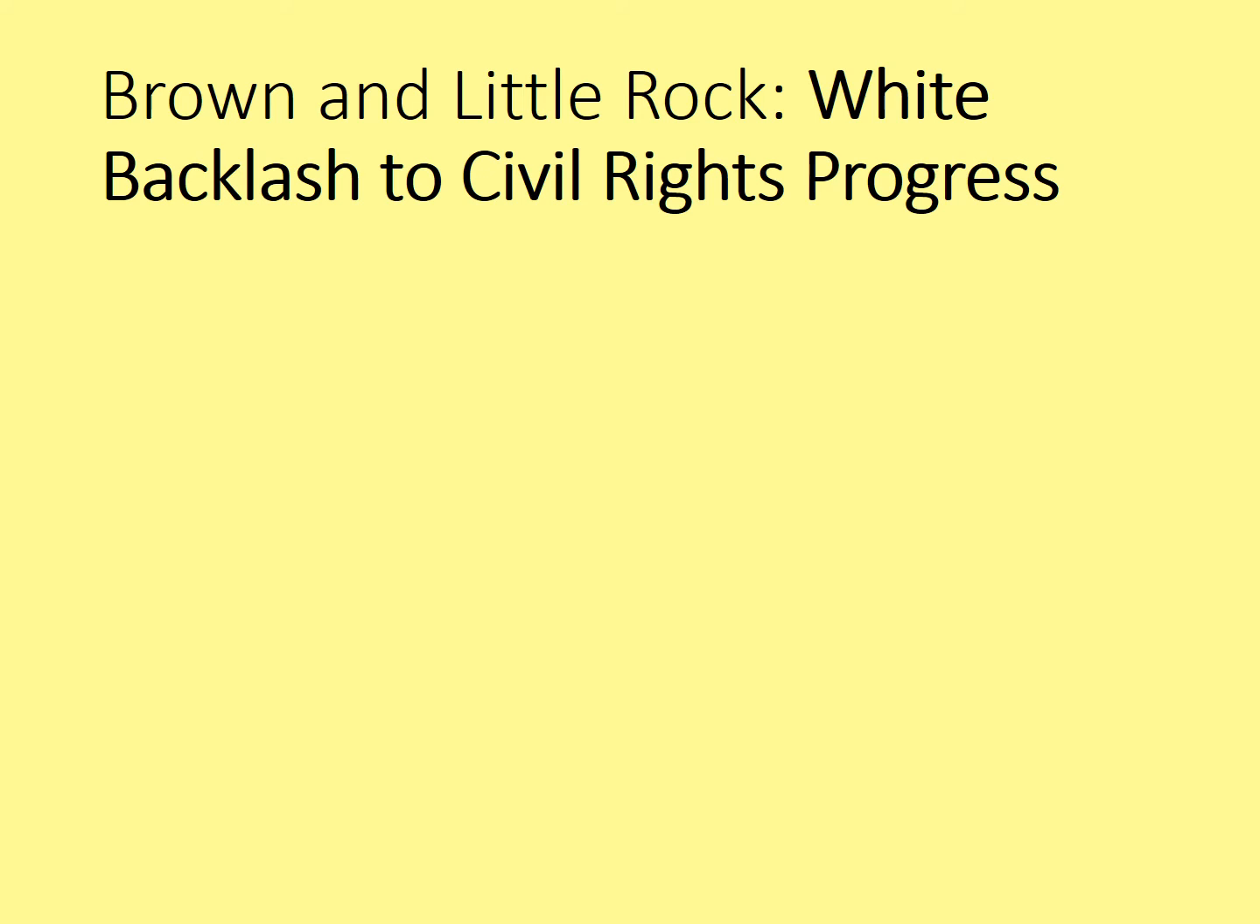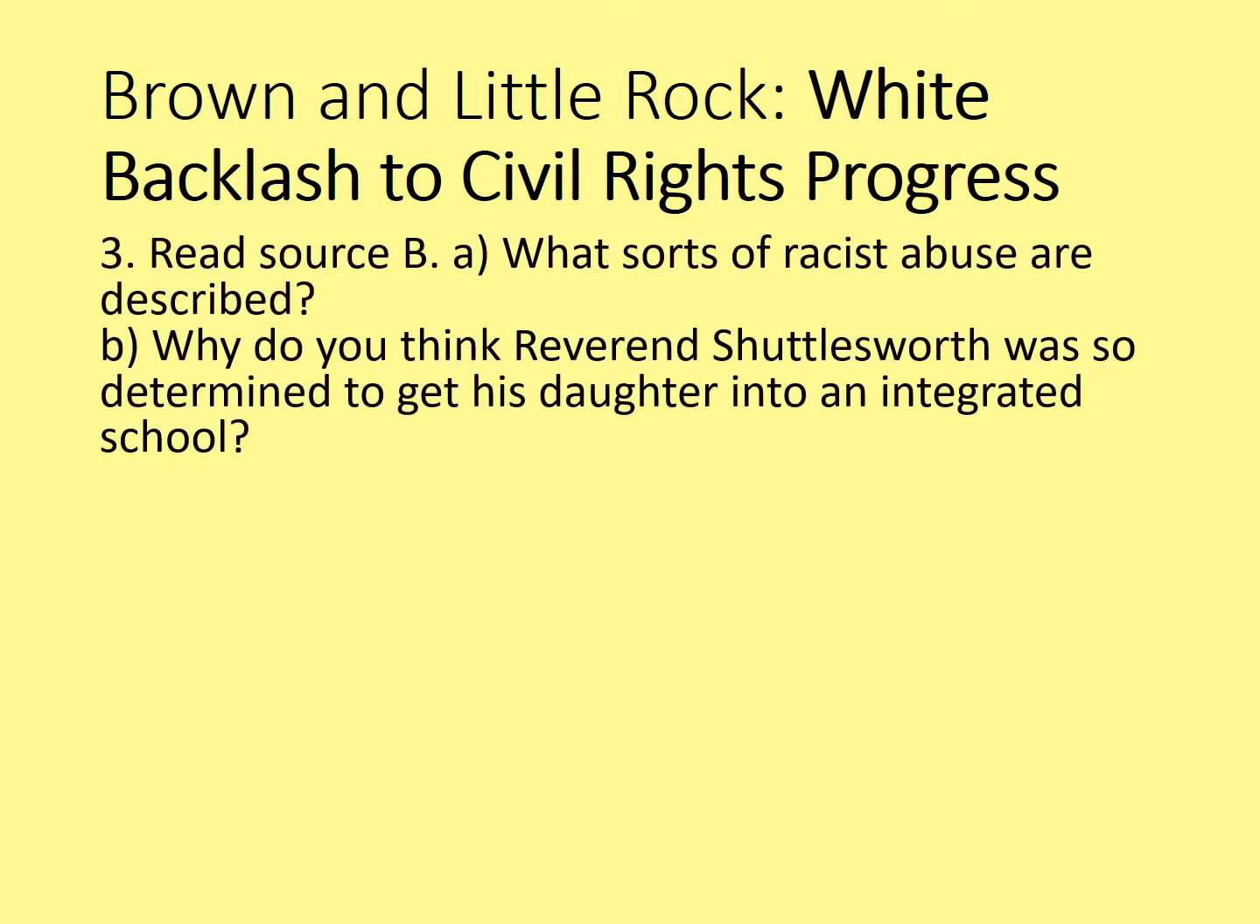Let's have a look at one final source. Read source B. What sorts of racist abuse are described? And secondly, why do you think Reverend Shuttlesworth was so determined to get his daughter into an integrated school? I do warn you that there will be some racist language in this source. Again, we need to look at this in the context of the period that we're studying and understand it in the context of it being a true reflection of the racism of the time.